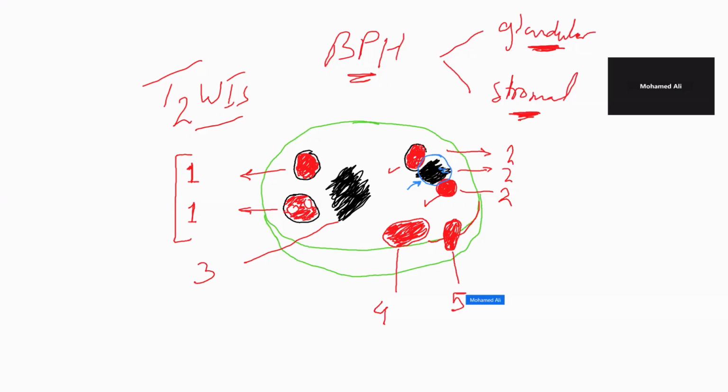If we have a larger lesion, more than 1.5 centimeter, similar to this one, but it is larger than 1.5 centimeter, so this one is also score 5. Those are the scores on T2 weighted MRI.